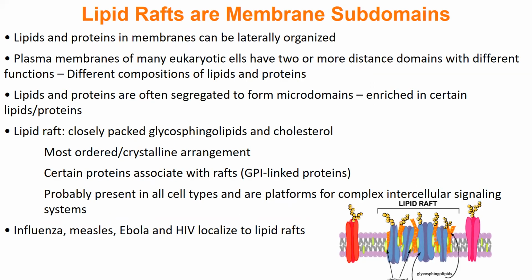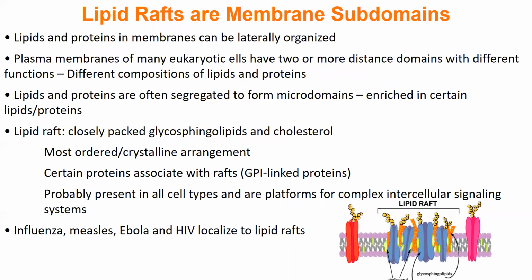Now, although we've been saying that the membrane's a mosaic and it's just made out of different parts and that it is fluid, there are parts that are kind of stable and organized. And they're called lipid rafts.